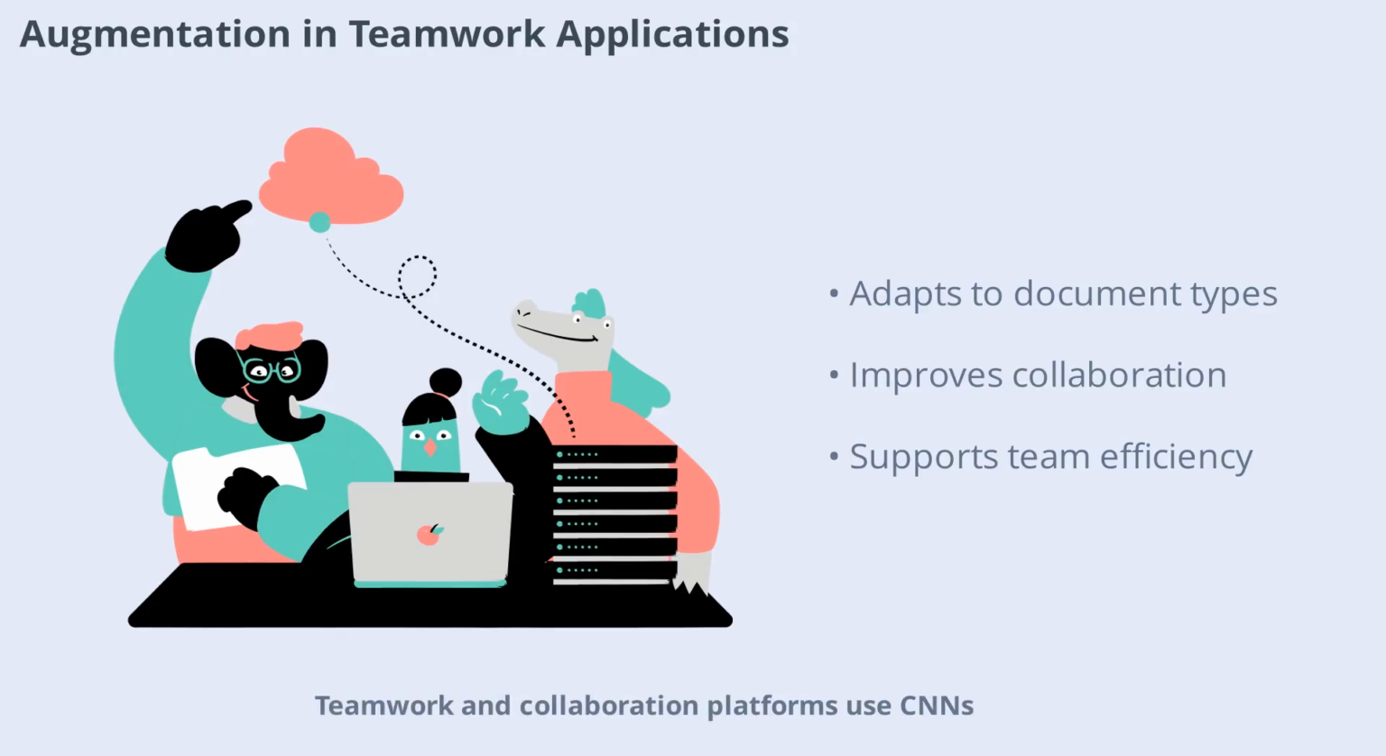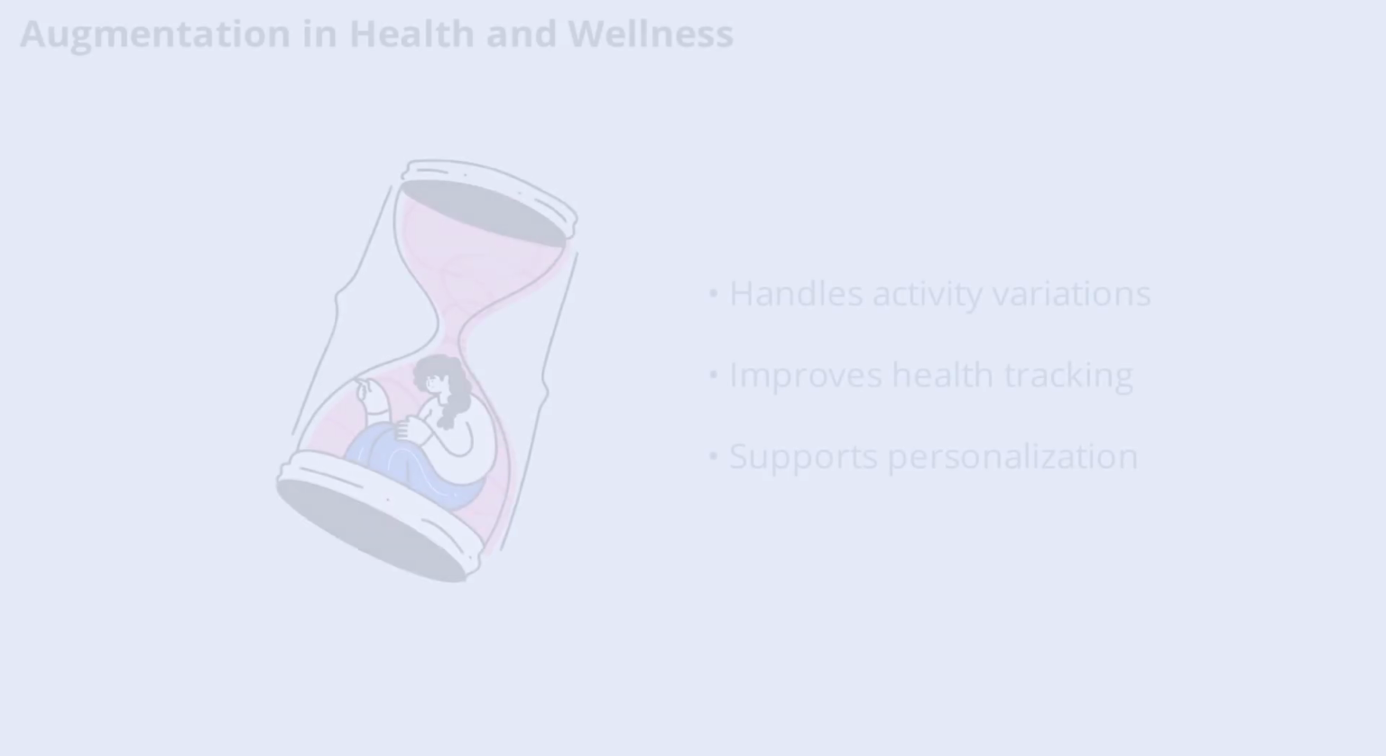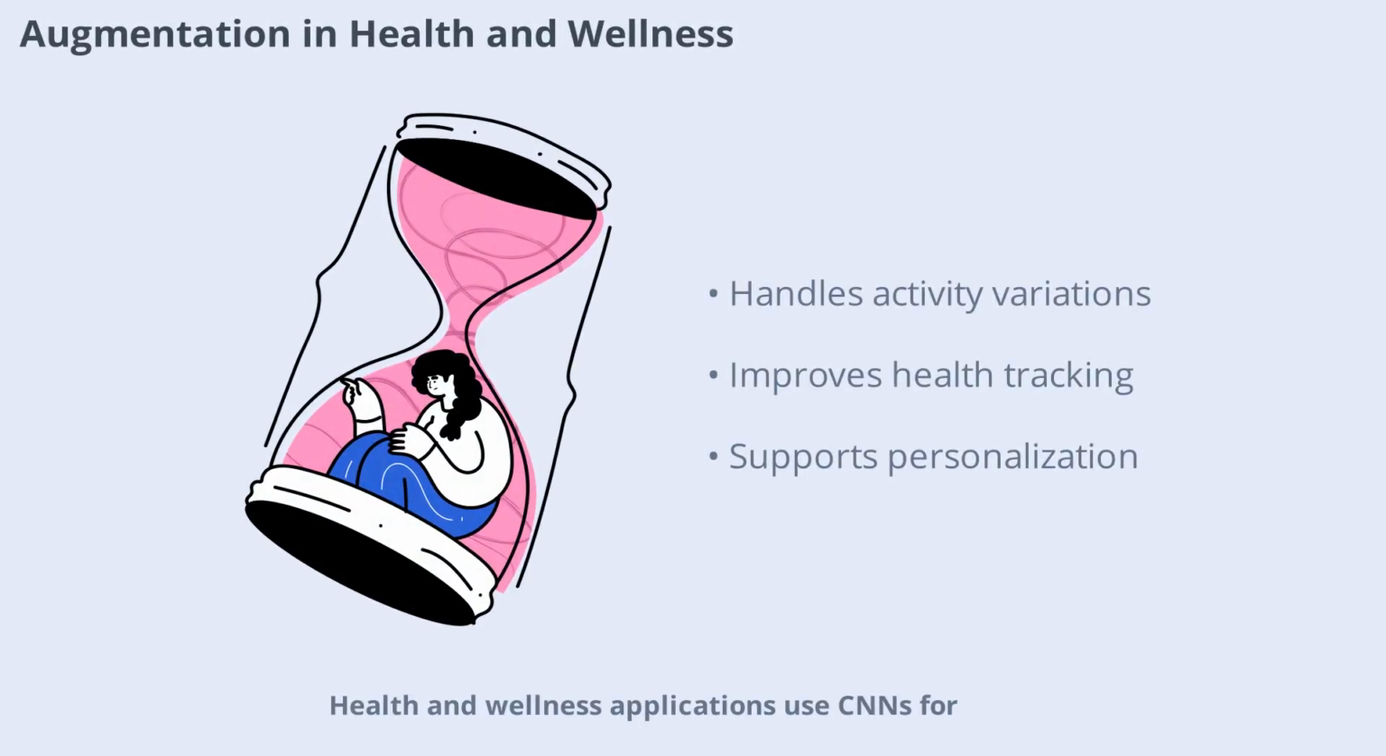Teamwork and collaboration platforms use CNNs for document analysis and content sharing. Data augmentation helps models adapt to different document types and user-generated content, ensuring accurate analysis and efficient collaboration among team members. Health and wellness applications use CNNs for tasks like activity recognition and health monitoring.